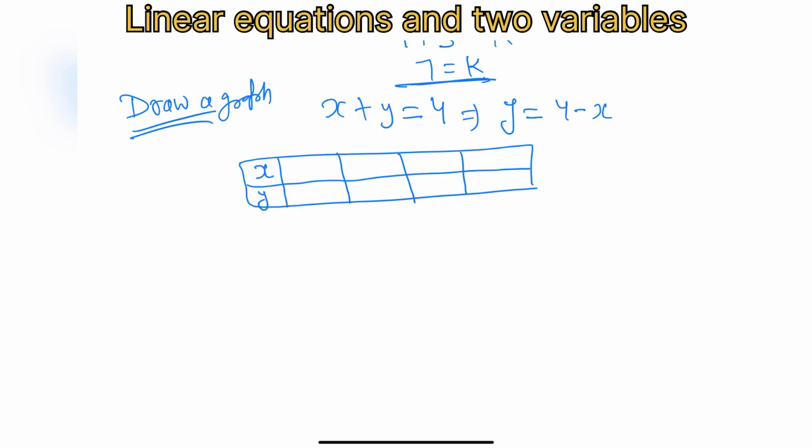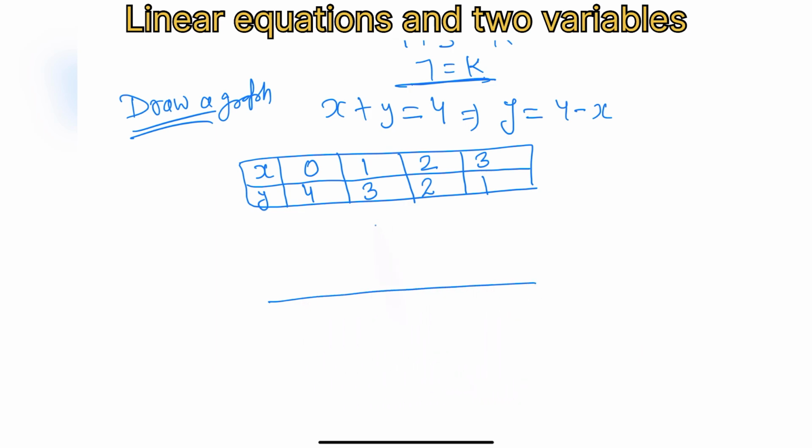in which write x and y, and you can take the value of x as 0, 1, 2, 3, 4, whatever you want to take. Like here we have taken the value of x as 0 and we got the value of y as 4. If you put the value of x as 1, we got the value of y as 3. If we put the value of x as 2, we got the value of y as 2. If we put the value of x as 3, we got the value of y as 1.